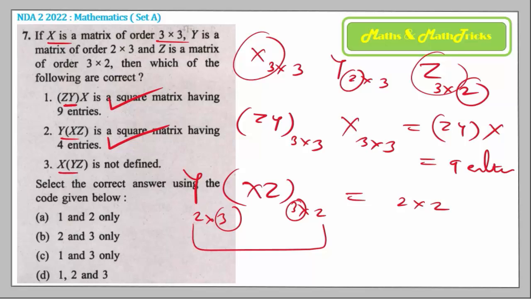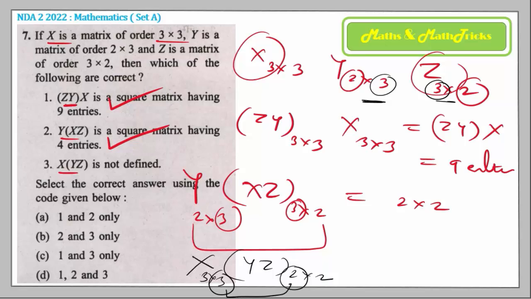Now they say the third statement, X into YZ, is not defined. What is YZ? YZ means you are taking Y into Z. Here the number of columns in Y is equal to the number of rows in Z. So YZ will be 2 by 2. But you have to take this with X. Is it possible? X is 3 by 3. The conformability condition says the number of columns in the first matrix must equal the number of rows in the second matrix. That condition is not satisfied. The number of columns in X is not equal to the number of rows in YZ. That's why X into YZ is not defined. Correct. So all 3 statements are correct. Hence the answer is option D.